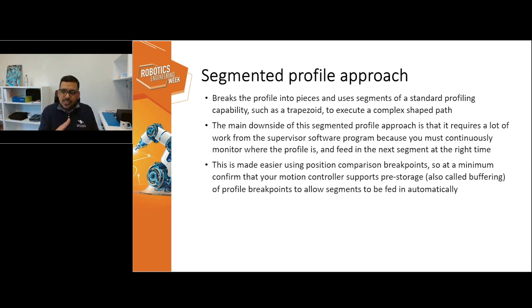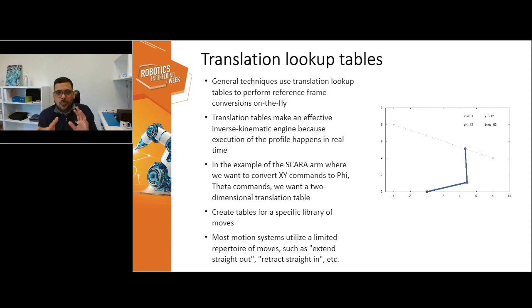So you could do this with breakpoints. We have had some customers do this where the path is not as critical as they're moving, but more the endpoint is critical. They've broken the motion into segmented profiles and programmed them into a motion controller to get this motion done. What we've suggested, what we have in our motion controller, is translation lookup tables.